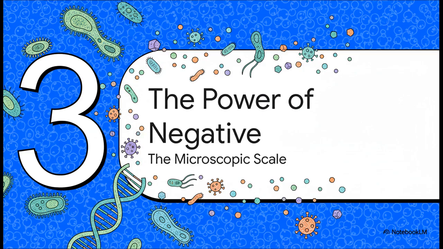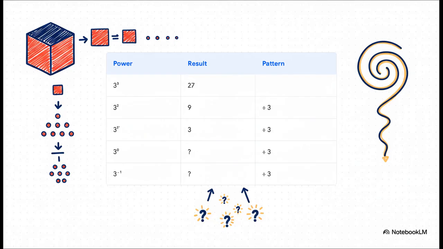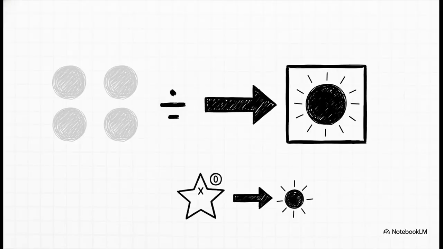Okay, so we've handled the huge numbers. But what about the other way? What about things that are ridiculously small, microscopic even? For that, we need to dive into the world of negative exponents. Just take a look at this table here. As we go down the list of powers, from 3 cubed to 3 squared to 3 to the first, do you see the pattern? What's happening to the result every single time we take a step down? 27 becomes 9. 9 becomes 3. We're dividing by 3 each time. So, following that logic, what comes next? If we just follow the pattern, 3 divided by 3 is 1.